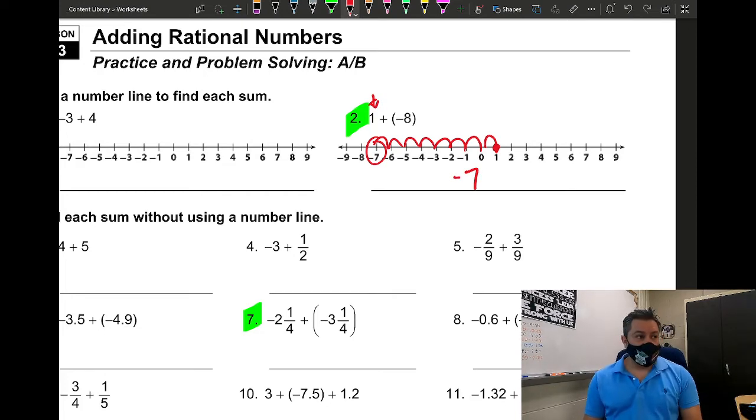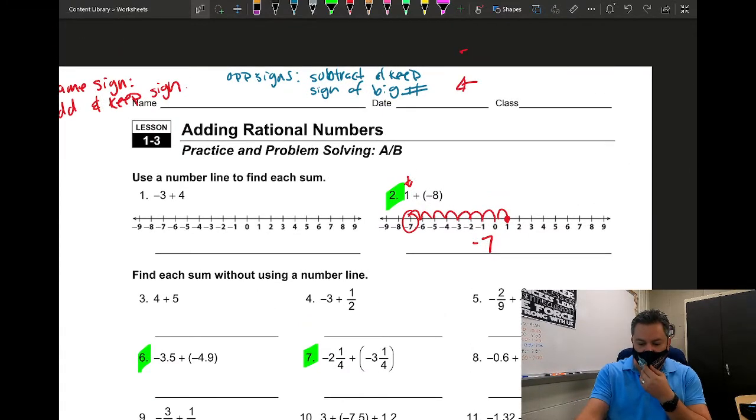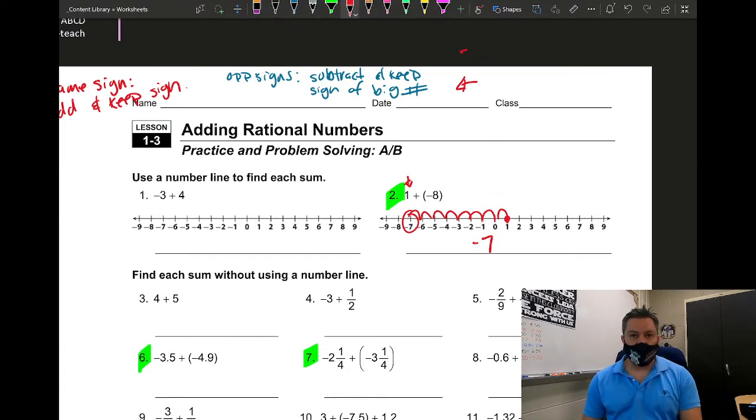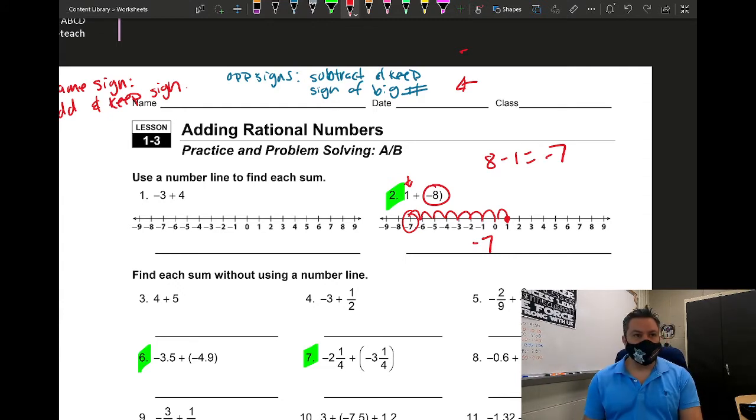That's simple. Now, if we follow the rule that I wrote over here, we can clearly see that we can do this without the number line. So we have opposite signs. We're going to subtract and keep the sign of the bigger number. And when you subtract, you can rewrite them. So I will just do 8 minus 1, which is 7. But I know the number 8 is bigger, so the answer has to be negative. Sometimes it's just faster to do it like that than doing a number line.